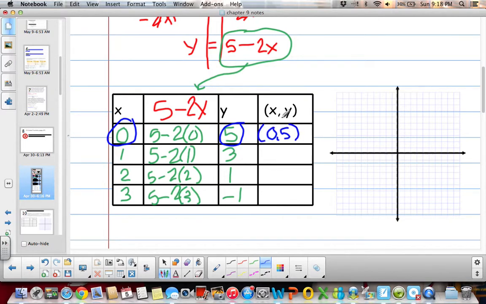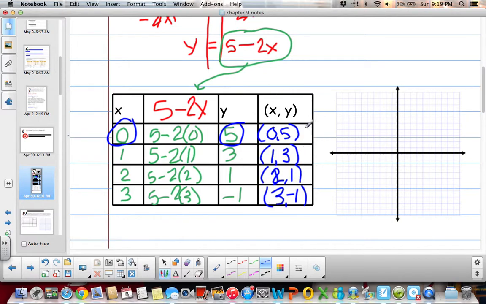So this tells us that when x is 0, y is 5. Okay, so then this would be (1, 3). And we always write it with the parentheses and then a comma in between the two numbers. We have (2, 1), and then (3, -1). Okay, so all of our x values, 0, 1, 2, 3, all of our y values, 5, 3, 1, -1.